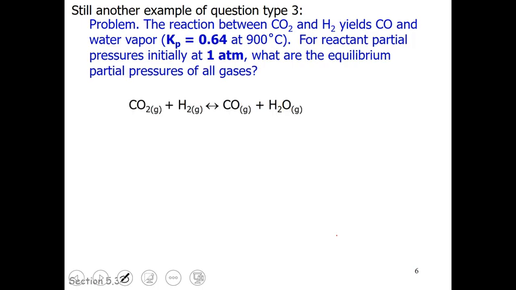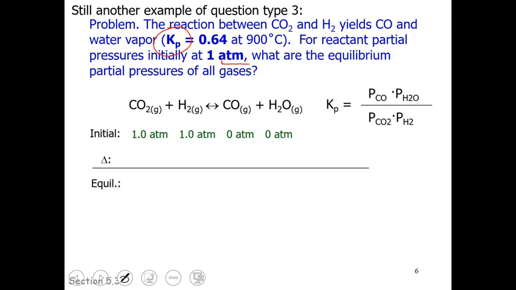So once again, it's very important to start out with a balanced reaction. And this time, we notice that all our coefficients are equal to 1. We are given Kp, which means we need to work in units of atmospheres, so that's perfect. The Kp value is going to be the pressure of the products over the pressure of the reactants. And when I fill in my table, initially carbon dioxide and hydrogen are at 1 atmosphere, and my products are at 0 atmosphere.